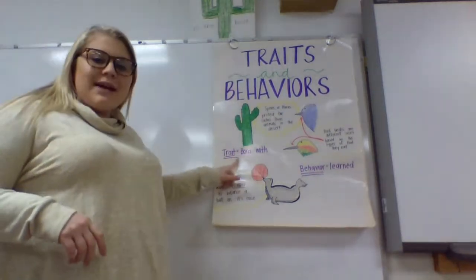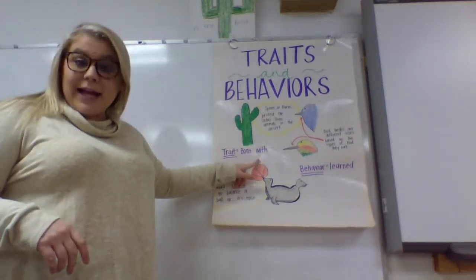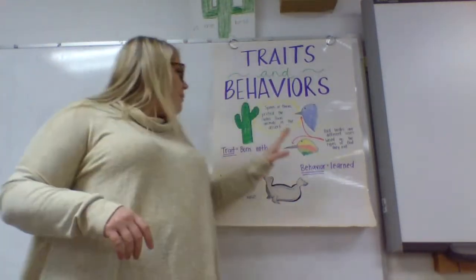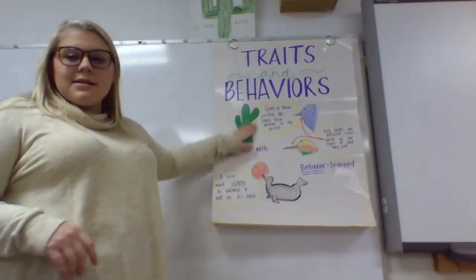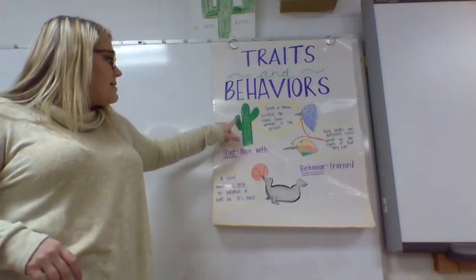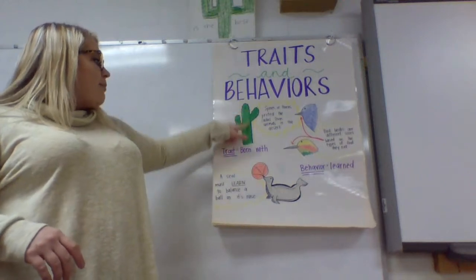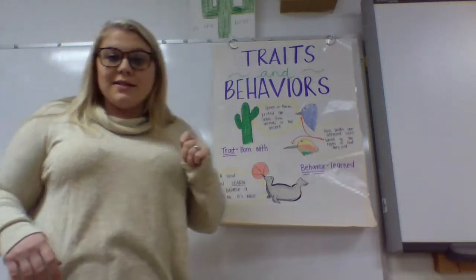So a trait is something that a person, a plant, an animal, it's something that we're born with. So think about a cactus. A cactus doesn't have to be taught to get its thorns or spines, whatever you call them. They help protect the cactus from animals in the desert.